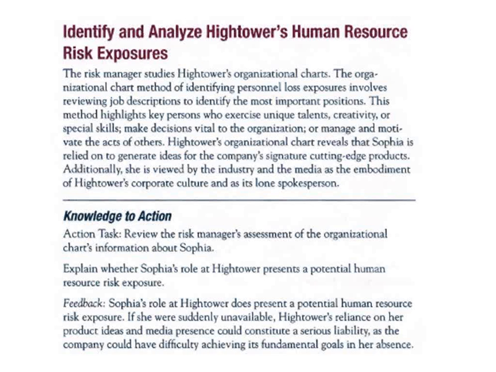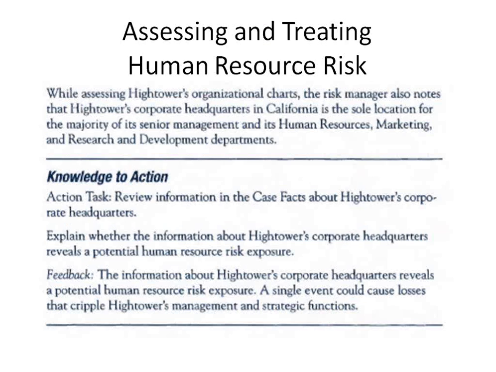So when we talk about suddenly unavailable, it could also be for health reasons, of which Steve Jobs is a good example of why he was out. Hightower's reliance on her product ideas and media presence could constitute a serious liability, as the company could have difficulty achieving its fundamental goals in her absence. So part of what they would do is look at succession, making sure there are other people that can step in. When I look at the organizational chart, I notice that Hightower's corporate headquarters in California is the sole location, with the majority of its senior management, human resources, and marketing.